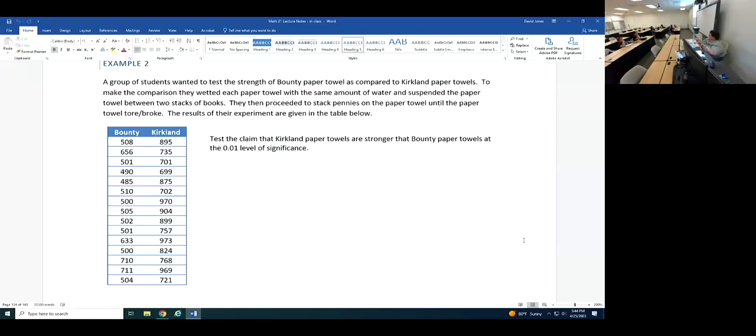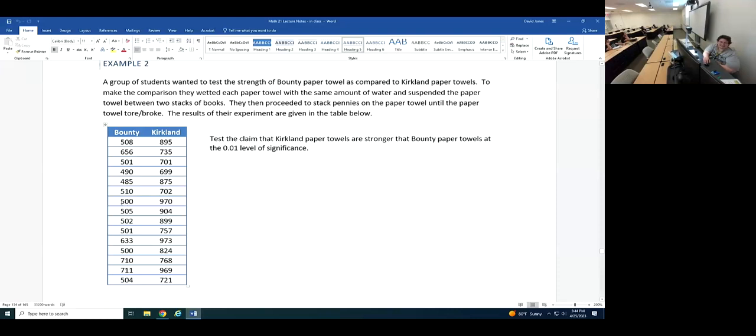That kind of gives you an idea of how strong it is. Some of them held a lot of pennies. In fact, a lot of pennies. This is the list of the Bounty and the Kirkland results. If you look at Bounty, there's a lot in the 500 range, a couple in the 700s, a few in the 400s. Kirkland, I see stuff in the 600s, 700s, 800s, 900, 900 pennies. Picture a roll of pennies, and now picture 18 rolls of pennies.